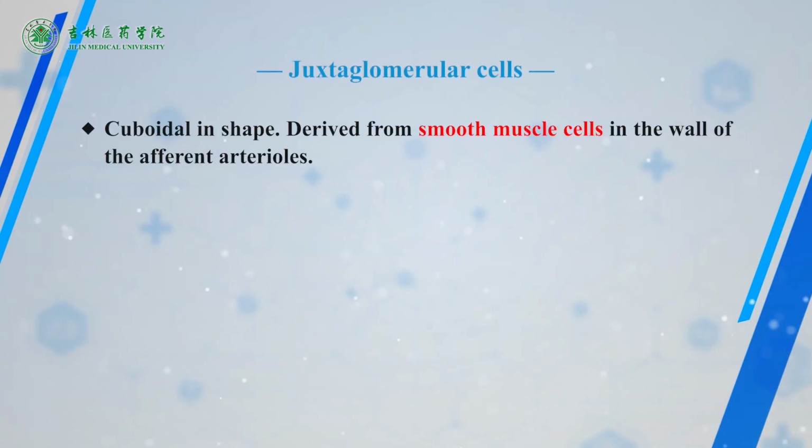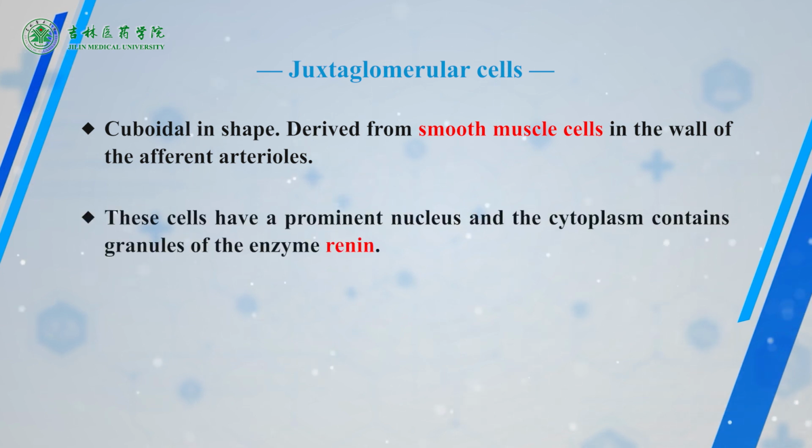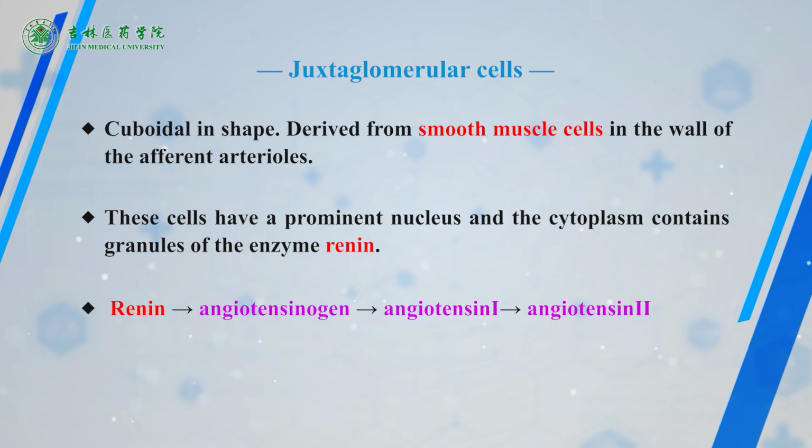Juxtaglomerular cells are cuboidal in shape, derived from smooth muscle cells in the wall of the afferent arterioles. These cells have a prominent nucleus, and the cytoplasm contains granules of the enzyme renin. Renin acts on angiotensinogen to produce an inactive decapeptide, angiotensin 1. As a result of the action of a converting enzyme present in high concentration in lung endothelial cells, angiotensin 1 becomes active angiotensin 2.